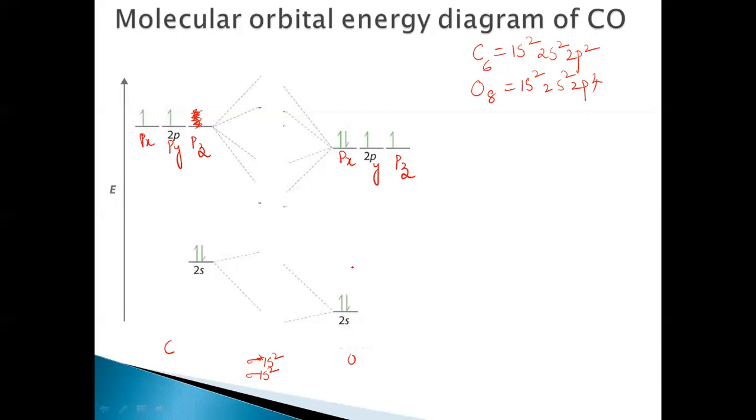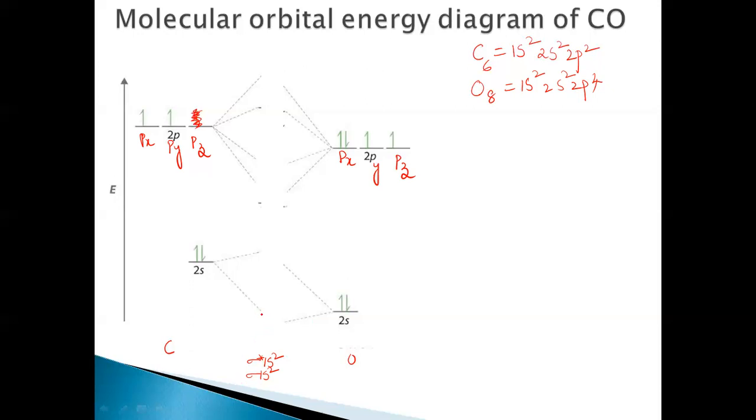For the linear combination of these atomic orbitals, it follows the same set of rules as for homodiatomic molecules. That is, for linear combination to occur, the atomic orbitals combining should have the same or almost the same energy. The symmetry should also be the same, and the overlap should be maximum so that stronger bonds are formed. So when we look at the combination of these atomic orbitals, 1s will combine, resulting in the formation of sigma 1s and sigma star 1s.